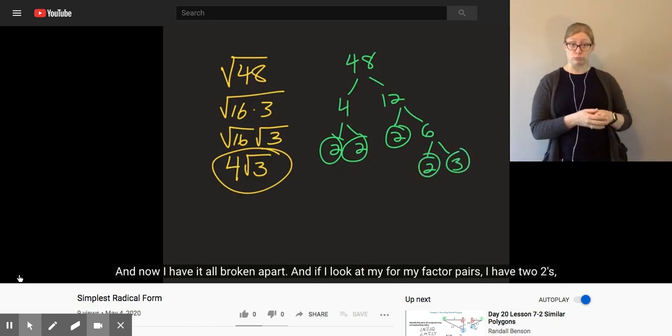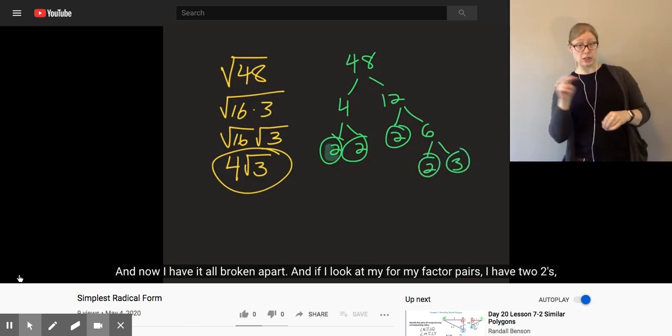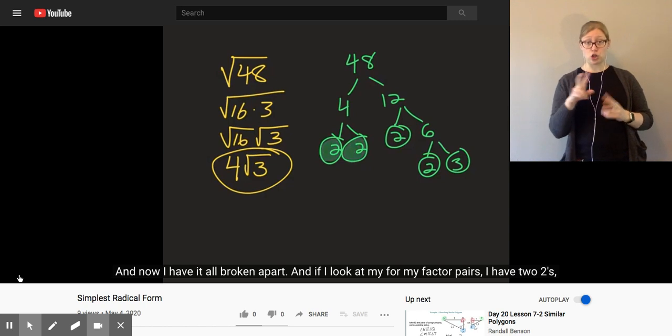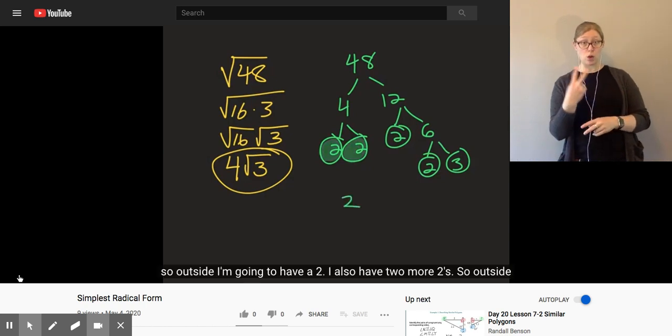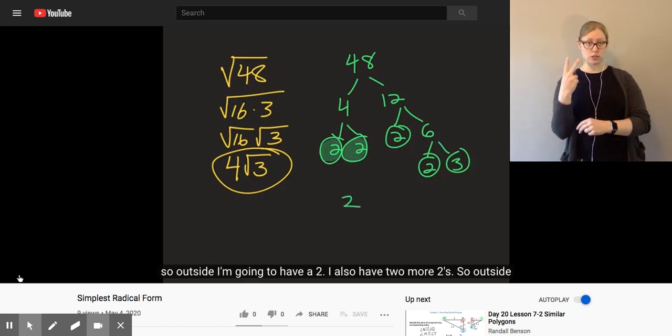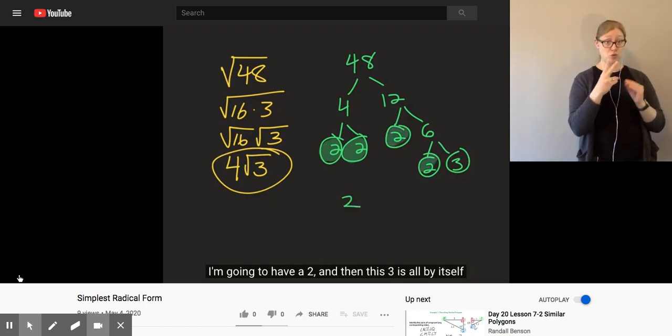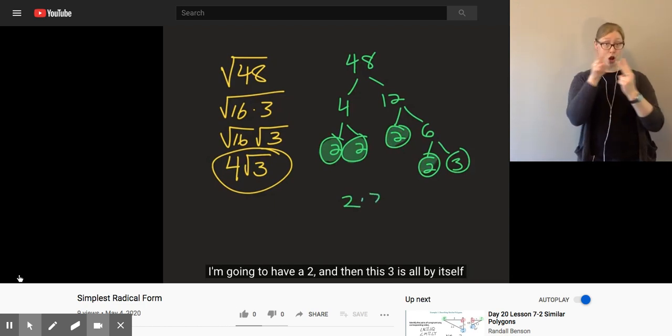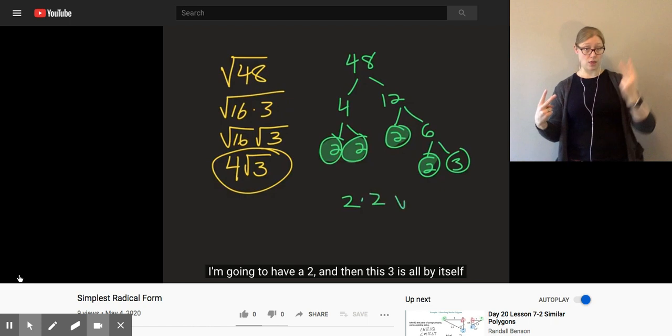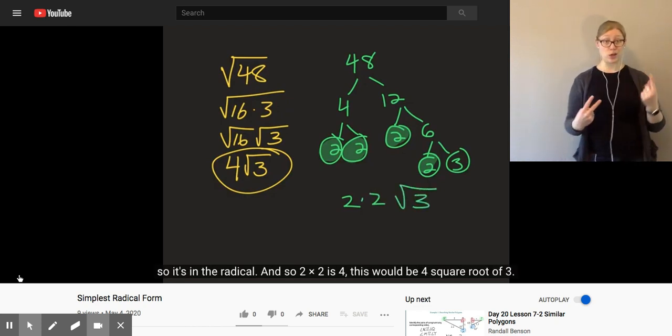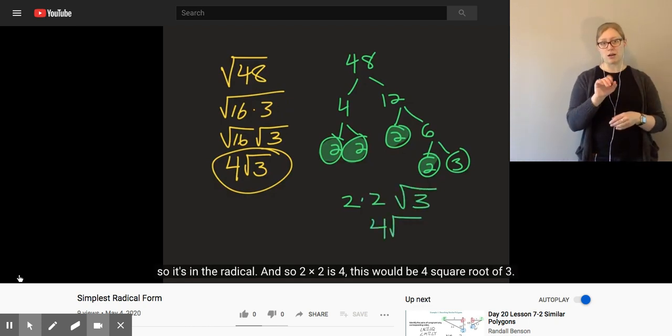And if I look at my factor pairs, I have 2 2's. So outside I'm going to have a 2. I also have 2 more 2's. So outside I'm going to have a 2. And then this 3 is all by itself, so it's in the radical. And so 2 times 2 is 4. This would be 4 square root of 3.